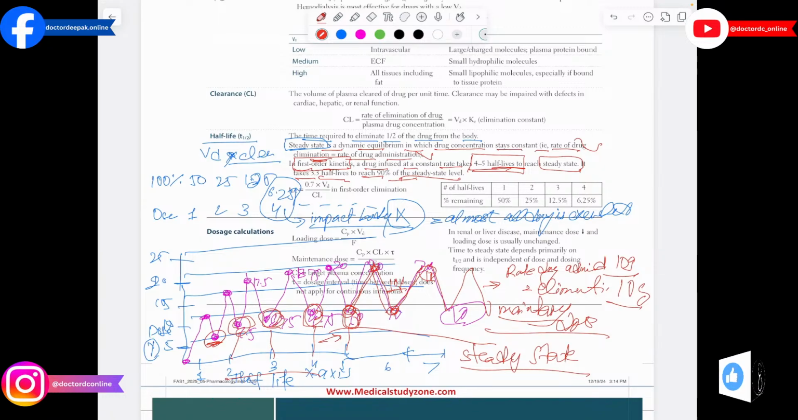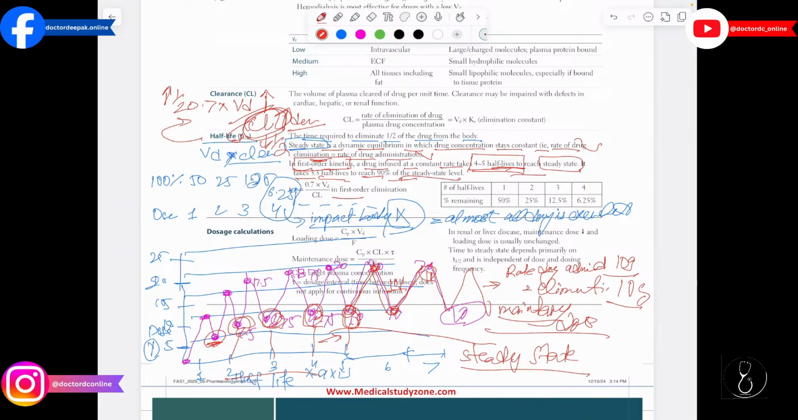Again, how do you calculate the half-life? The half-life is equal to 0.7 times the volume of distribution, divided by the clearance. And I already told you earlier, if the volume of distribution is high, the half-life will be high. But if the clearance becomes high, then the half-life decreases, because clearance is in the denominator. Okay?